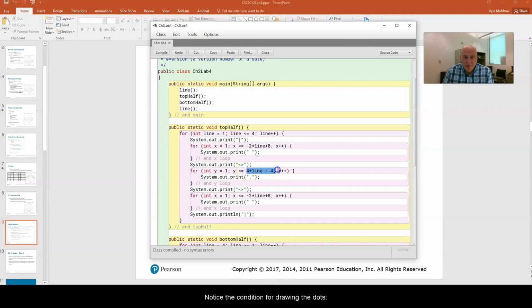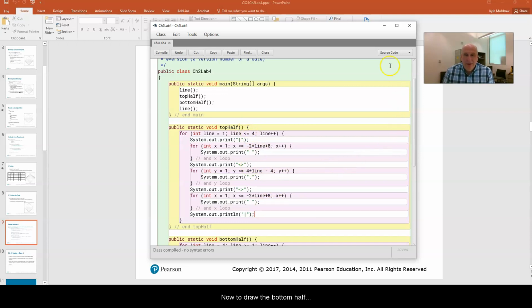Notice the condition for drawing the dots. Positive 4 times line minus 4. Then I draw another diamond symbol on this line. And here I have another for loop to draw blanks. But as I said earlier, the number of blanks on the left is the same as the number of blanks on the right. That means this loop, to draw the blanks on the left, is exactly the same as this loop to draw the blanks on the right. And then I have a straight up and down line to end that line. This is how we draw the top half.